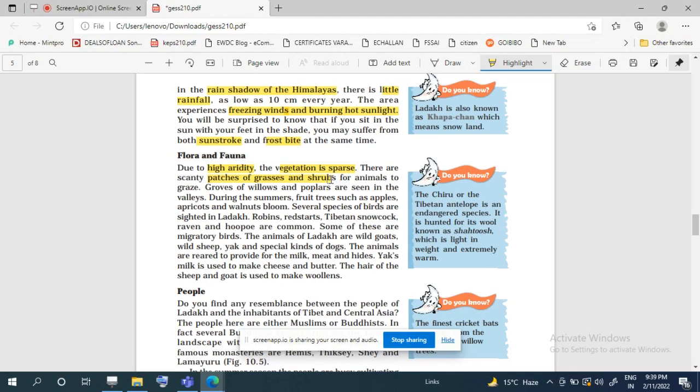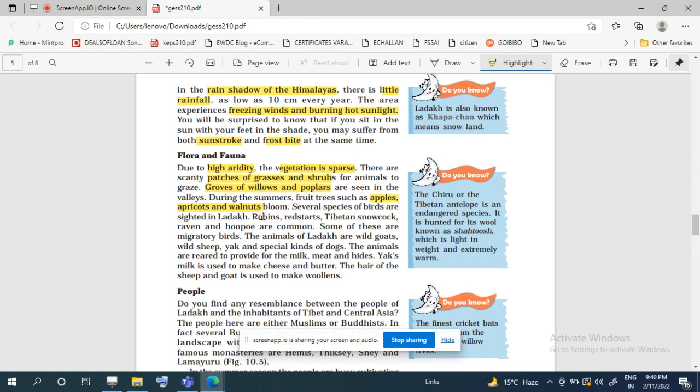And there are some groves of willows and poplars. एंड समर सीजन में कुछ फ्रूट के ट्रीज भी हमें यहाँ पर मिलते हैं, लाइक एप्पल, एप्रिकॉट, वॉलनट ब्लूम्स. वॉलनट है ना, ये सब समर सीजन में. एप्पल, एप्रिकॉट एंड वॉलनट, इनके यहाँ पर पेड़ होते हैं. ये फ्रूट्स होते हैं यहाँ पे. और अगर हम फौना को देखें तो बहुत सारे बर्ड्स के स्पीसीज जो हैं वो लद्दाख में मिलते हैं.